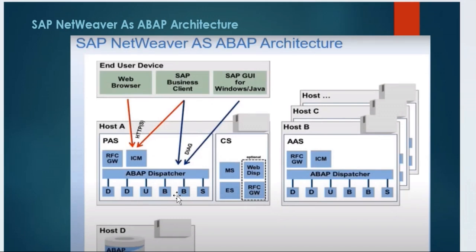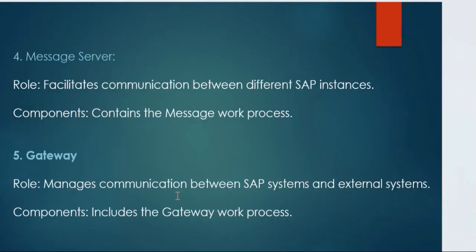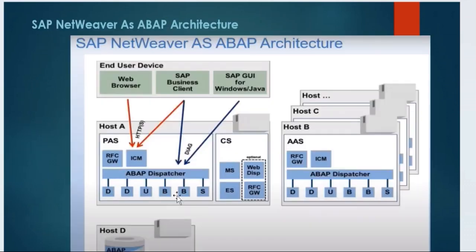Then the message server comes into the scenario. What is the use of the message server? Let's assume that our work processes are occupied. Then this request should be sent to another computer, which is called an AAS, meaning additional application servers, like host B, host C, host D. The main use of the message server is for internal communication.